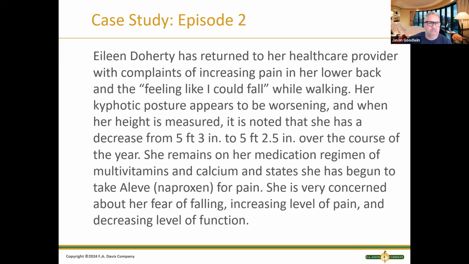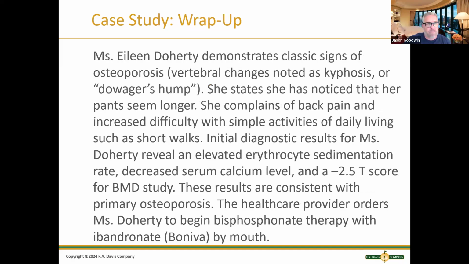So episode 2, she's returned to her healthcare provider with complaints of increasing pain in her lower back and feeling like she could fall while walking. Her kyphotic posture appears to be worsening, and when her height is measured, it's noted that she has a decrease from 5'3" to 5'2.5". Over the course of a year, she remains on her medication regimen of multivitamins and calcium and states she has begun to take naproxen for the pain. She's very concerned about her fear of falling, increasing level of pain, and decreasing level of function.